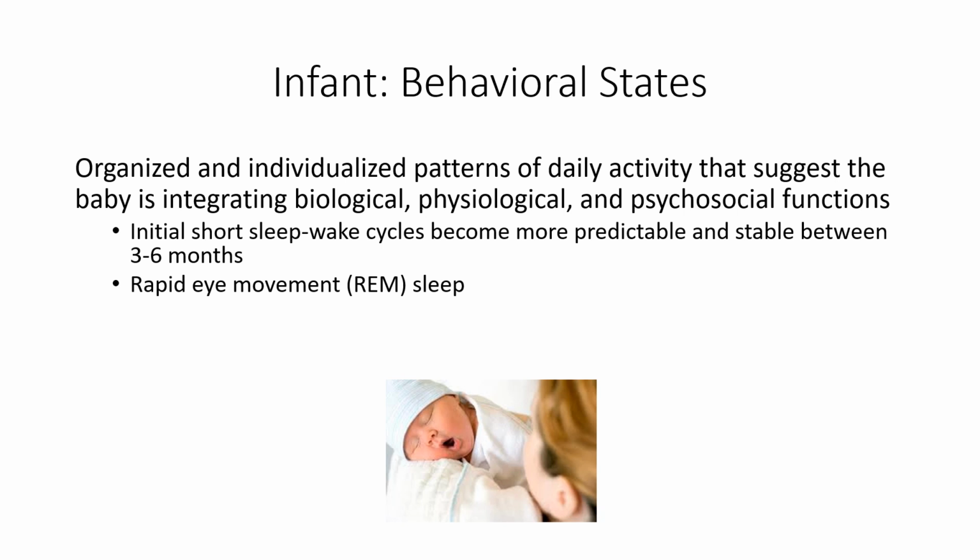They also have REM sleep, rapid eye movement sleep, that is dreaming. Their early sleep is filled with REM sleep that lowers until it's about 25% of sleep, like it is in adults. But initially they have much more rapid eye movement sleep.